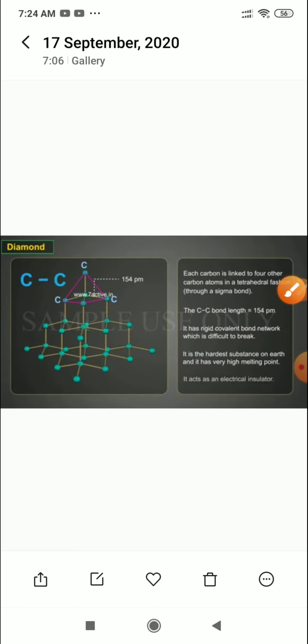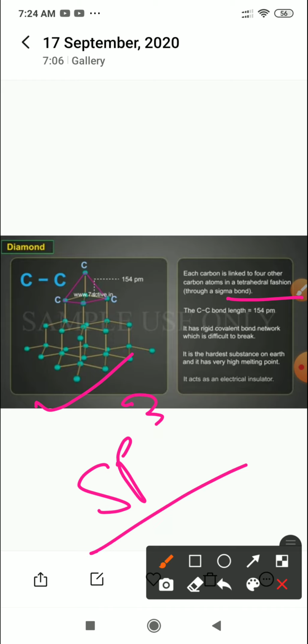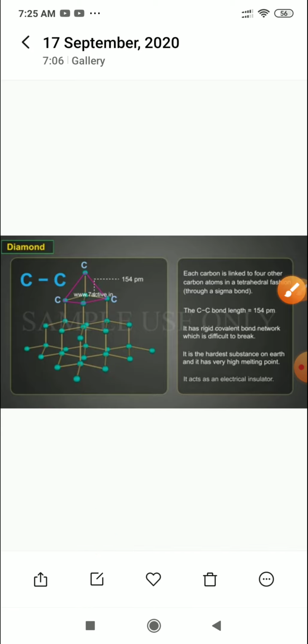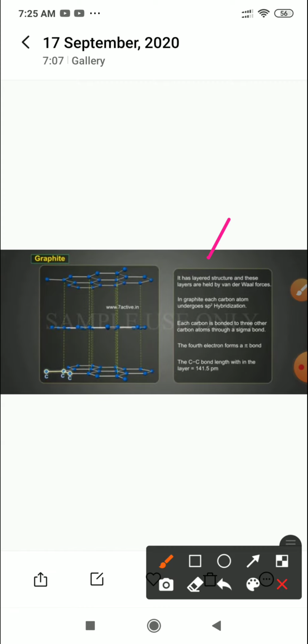Clear? Now when we talk about diamond, you have seen that it has a 3-dimensional structure. Each and every carbon atom is attached to the nearest 4 carbon atoms in a tetrahedral pattern, and the hybridization is sp3. Again reminding you, it is very hard in nature, and it is a very bad conductor of electricity.